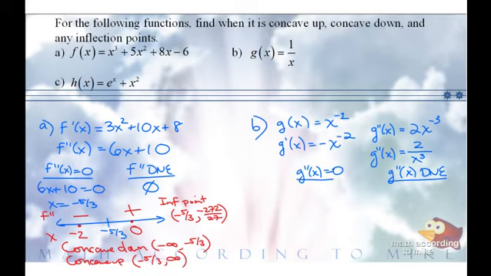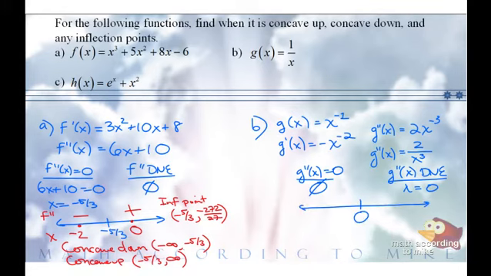Where does the second derivative equal 0? Never, because when a fraction equals 0, the numerator equals 0. Does 2 equal 0? Not today. Nothing. How about when does the second derivative not exist? 0, because that makes the denominator 0. That's bad. Now what do we do?